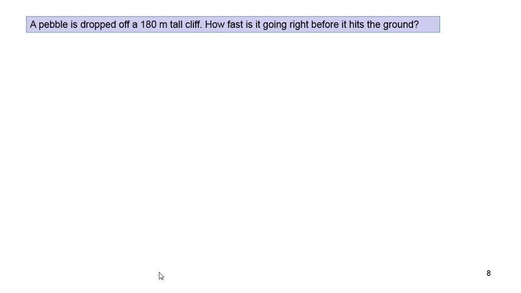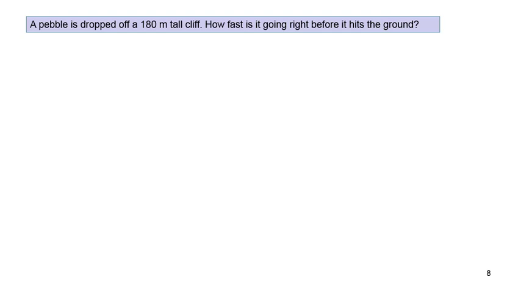Let's put some numbers into this equation. Now, this is a problem that you can solve using kinematics. This is a very simple kinematic equation. We're going to solve it using conservation of energy. So yes, it is possible to solve this problem with kinematics, but here I'm going to show you how to solve it with conservation of energy.